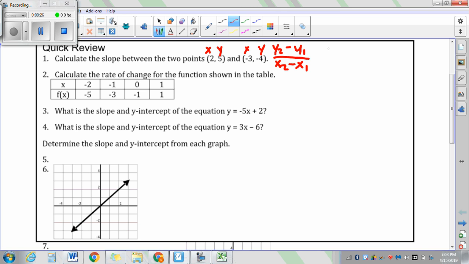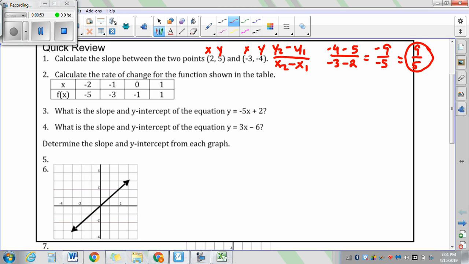So if I set this one up, I'm going to have negative 4 minus 5 over negative 3 minus 2. Math magic, negative 4 minus 5 makes negative 9. Negative 3 minus 2 makes negative 5. Now, you are allowed to leave it like this. The error test does not require you to reduce anything. You could also write this as positive 9 over positive 5 because negative divided by a negative makes a positive.